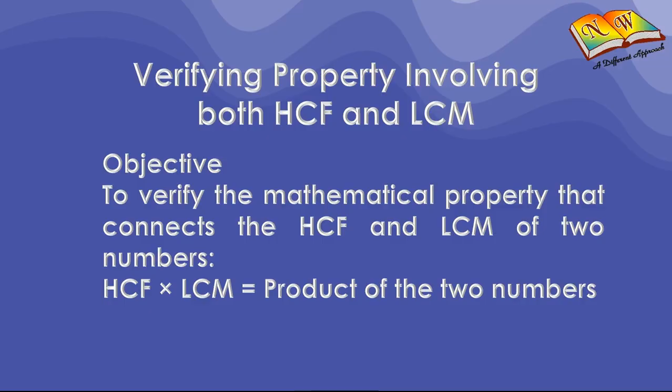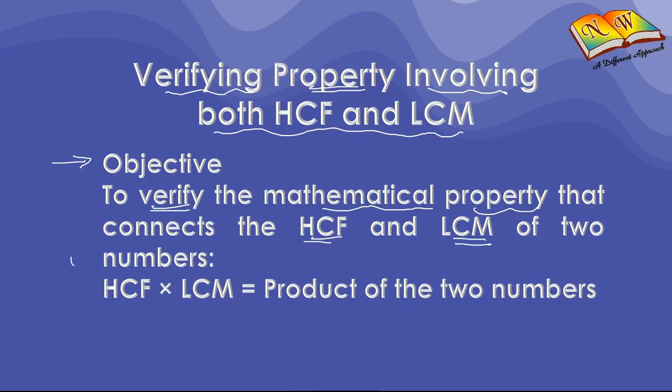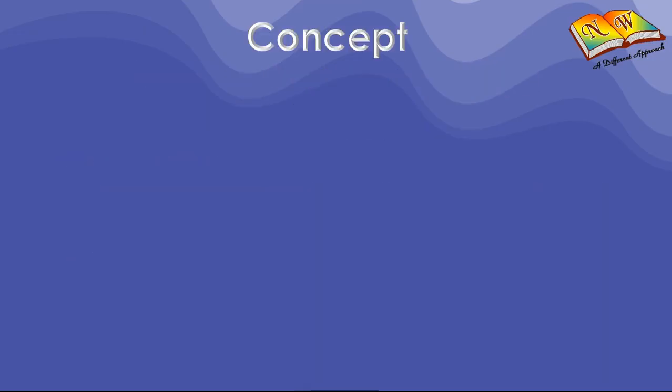This activity is entitled Verifying the Property, which involves both HCF and LCM. The objective of this activity is to verify the mathematical property that connects the HCF and the LCM of two numbers, and the property states as follows. HCF times LCM, that is the product of HCF and LCM of numbers, is equal to the product of the numbers themselves. Let's understand the concept behind this activity.